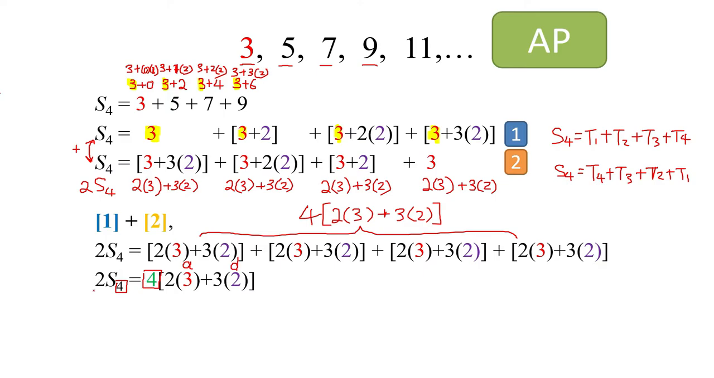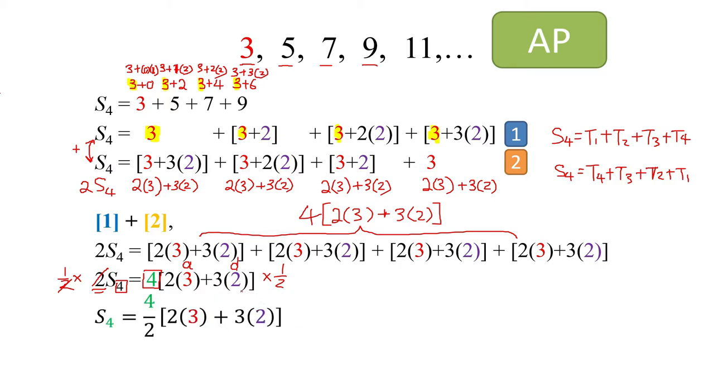Lastly, I do not want the 2 in front of the S4 here. What am I supposed to do? Divide by 2. Divide by 2, yes. So both sides divided by 2, or I understand it as times 1 over 2, right? So the other side also I times 1 over 2. The 2 in front here will be cancelled off, and the 4 here divided by 2 will become 2. But now I don't want to write it as 2, I will keep it as 4 over 2.